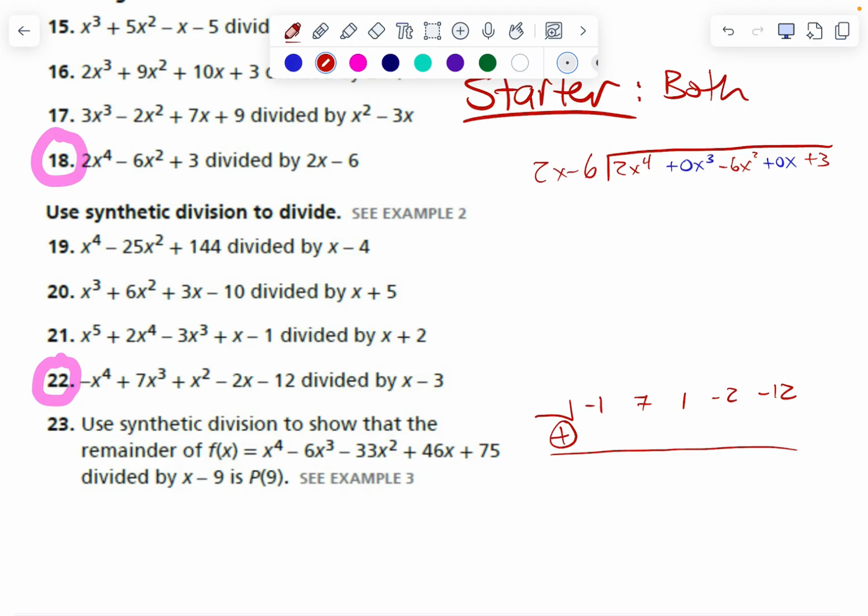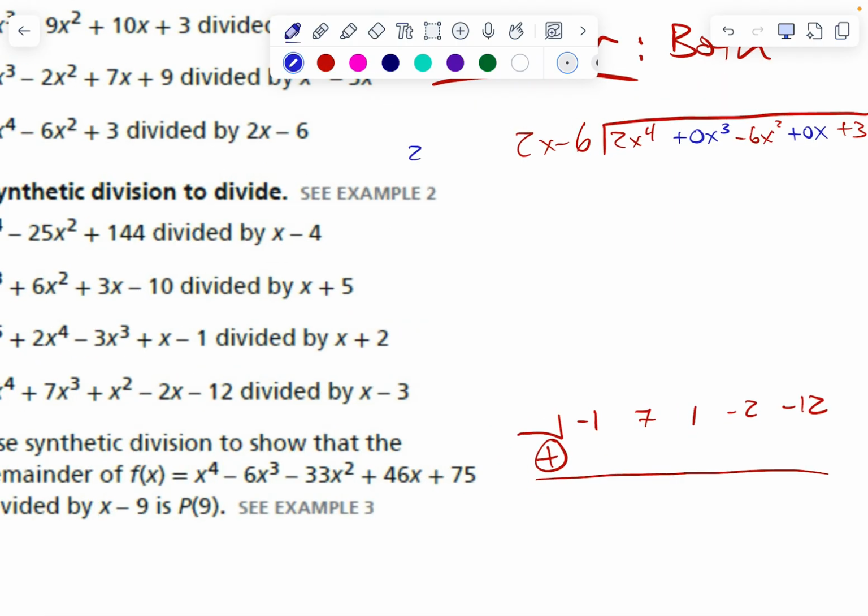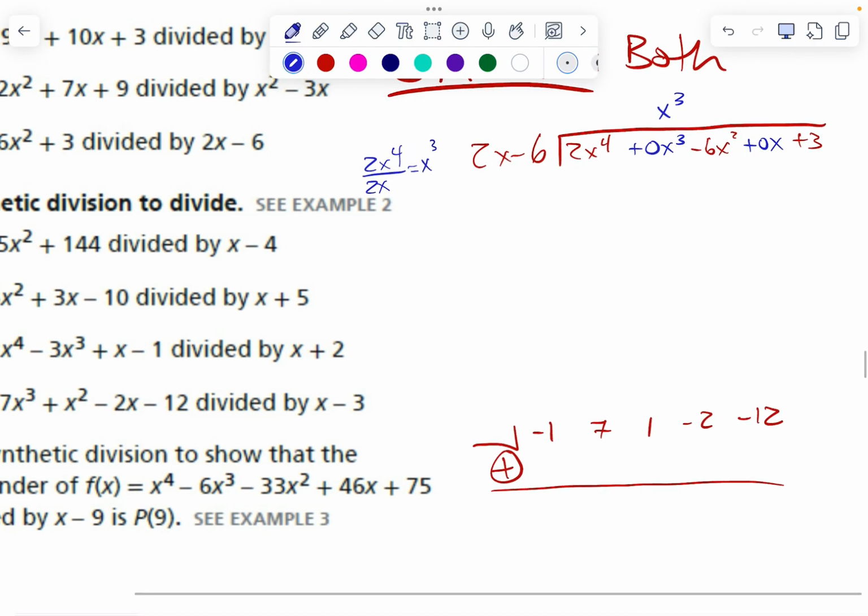And the first step, I'm talking about the top one, number 18. What's the first question that we ask? How many times is 2x going to 2x to the 4th? Yep. So 2x to the 4th over 2x. Well, of course, we remember to do numbers and letters separately. So 2 and 2, those just become 1, what we call cancel. X to the 4th divided by x is x cubed. So that goes above the x cubed in our quotient, and then we multiply.